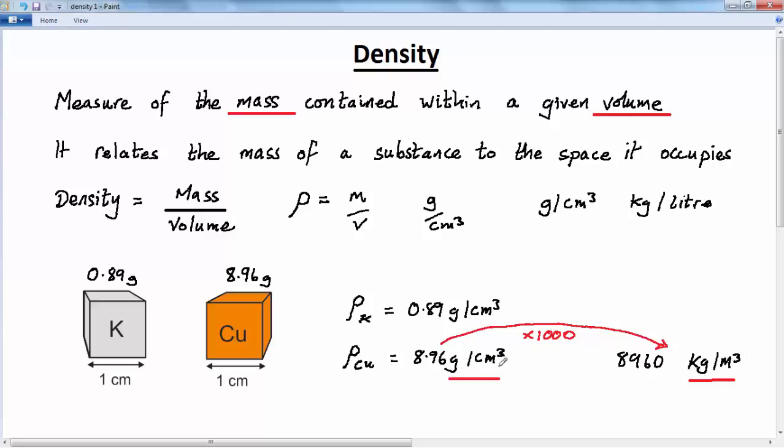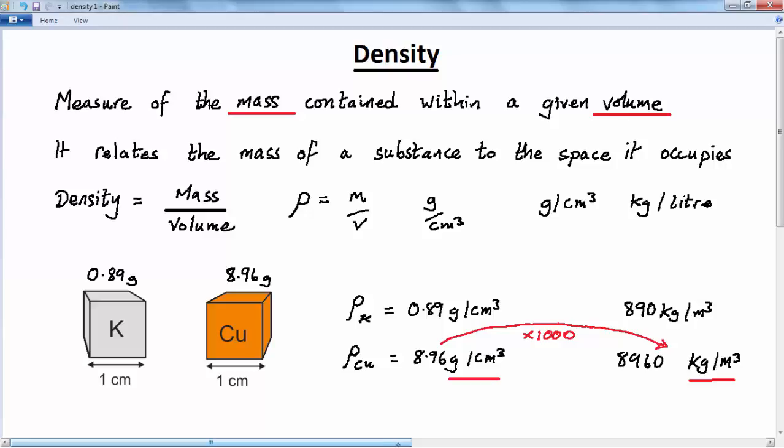So 1 cubic centimetre of copper weighs 8.96 grams, 1 cubic metre of copper, which is clearly a lot bigger, weighs 8,960 kilograms. Likewise, the density of potassium will be 0.89 multiplied by 1,000, that's 890 kilograms per metre cubed.